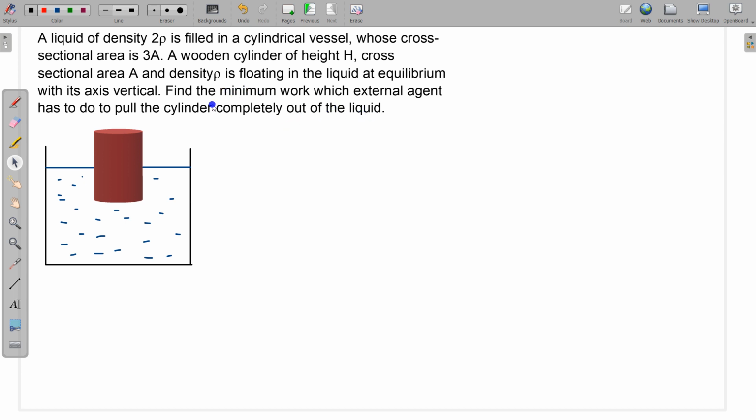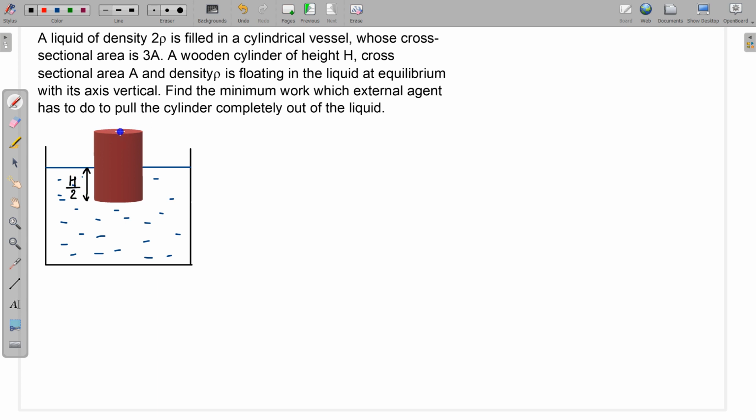Minimum work means there should be no kinetic energy imparted to this cylinder, or we can say that the net force during pulling should be equal to 0. So at this particular moment, when this cylinder is in equilibrium, it is floating. Its density is half of the density of the liquid. Liquid density is 2ρ and its density is ρ. So obviously half of the volume will be submerged, and half of the length will be submerged. So initially the length inside this liquid is going to be h by 2.